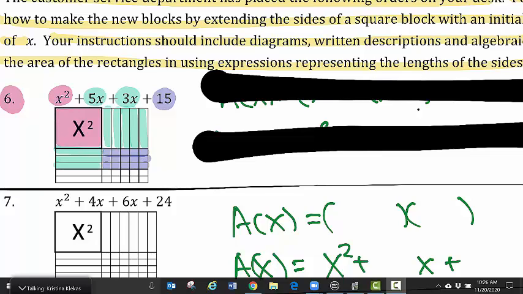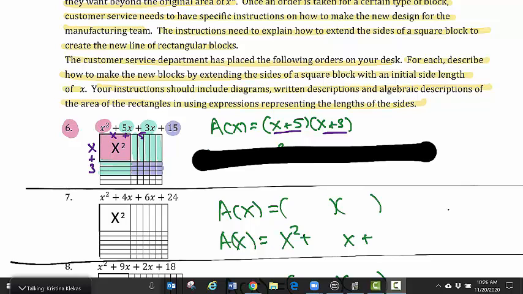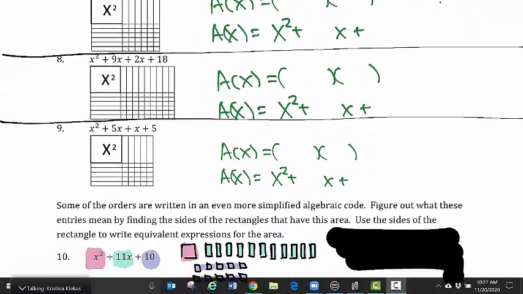Now they kind of want you to say, okay, what are the dimensions? Well, this side is x plus 3, so that's right here. And this side was x plus 5, and that's right here. Or you could combine all the x's, and you have your x squared that you still had, 8 total x's, and 15 ones. So that's what you want to do: draw it based off of the given equation and then write it in 2 forms. And you can do 7, 8, and 9.